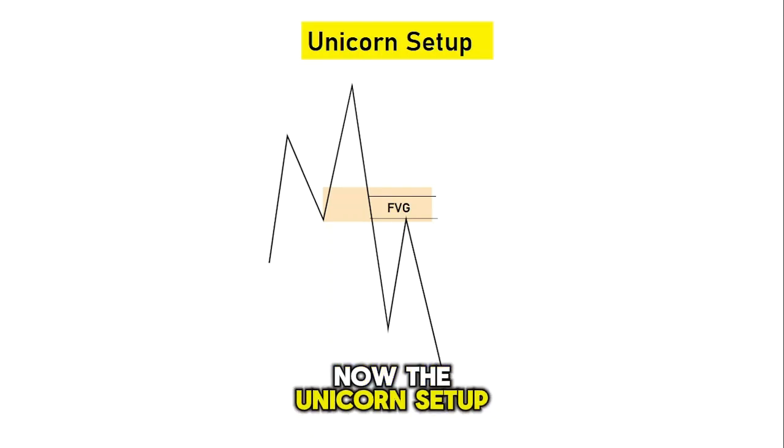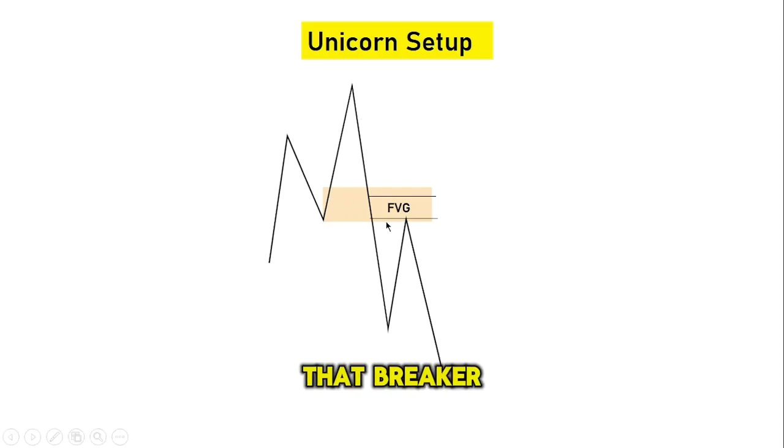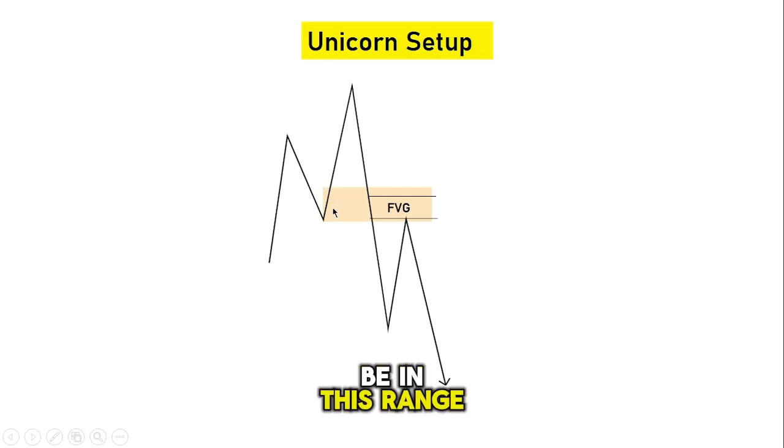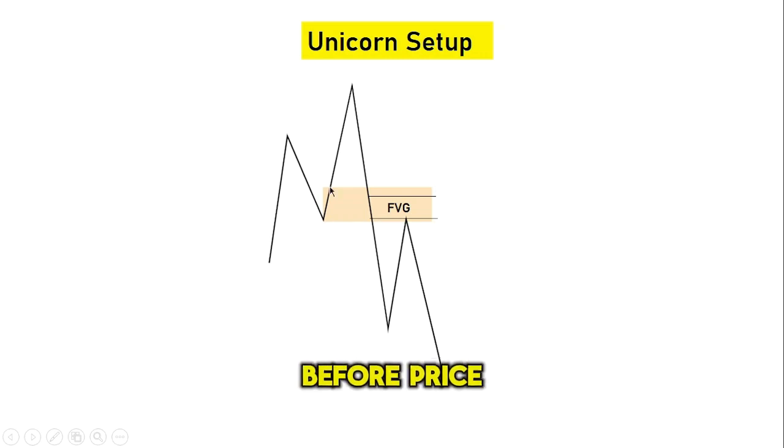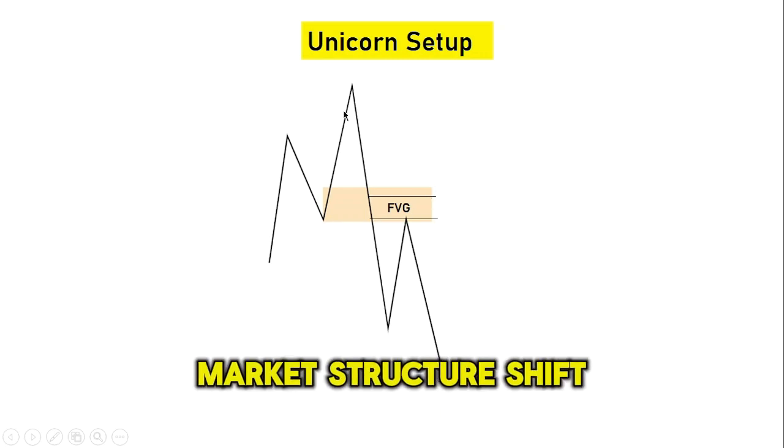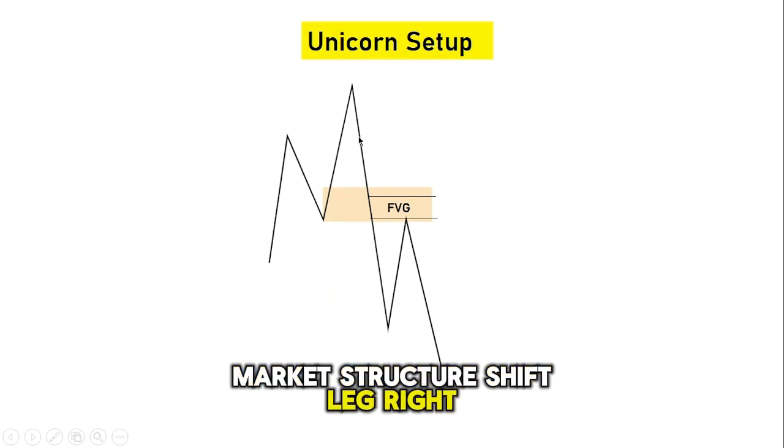Now the unicorn setup is when we have that breaker block in alignment with the fair value gap, with the bearish fair value gap. So there should be an overlap of a fair value gap within that breaker block. The breaker block will be in this range of price, here, the lowest down candle before price ran the high, and the fair value gap will be on this market structure shift leg right here.